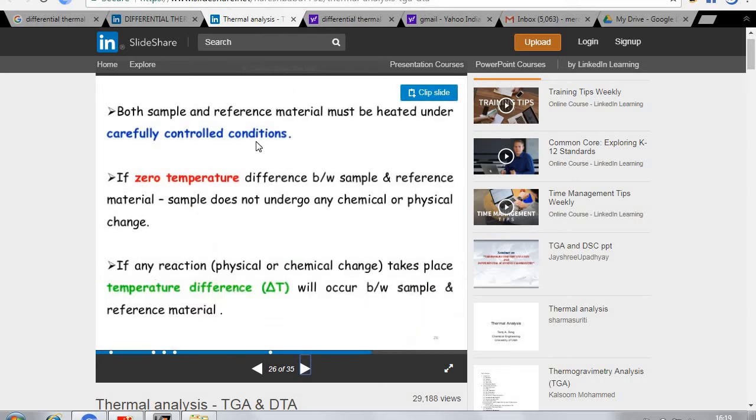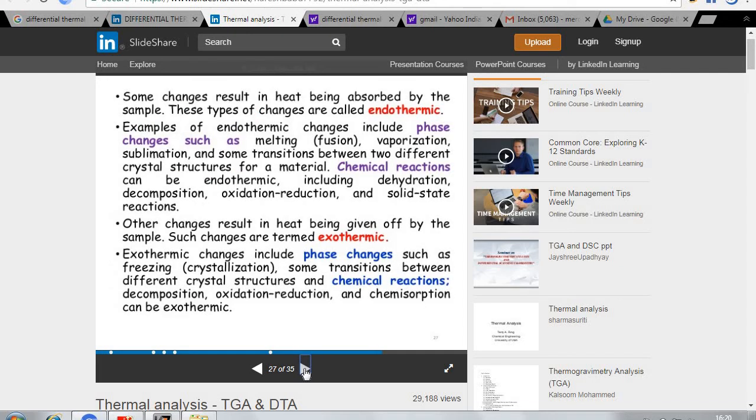Okay, so both the sample and reference material must be heated carefully under very controlled conditions. If the temperature difference between the sample and reference material is zero, it means that the sample does not undergo any type of change. If a reaction has taken place, then delta T will be observed between the sample and the reference material. Okay, so some changes will result in heat being absorbed, and that is called an endothermic reaction.